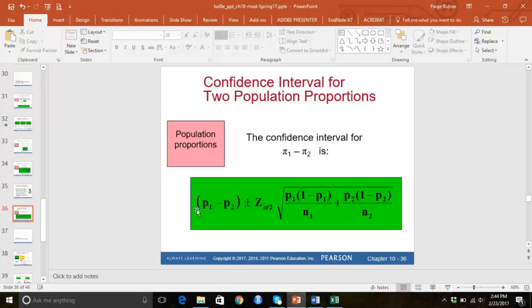All right, so that wraps up our discussion of population proportions and hypothesis test when we're comparing two of them. The remainder of the walkthroughs will be in separate videos.